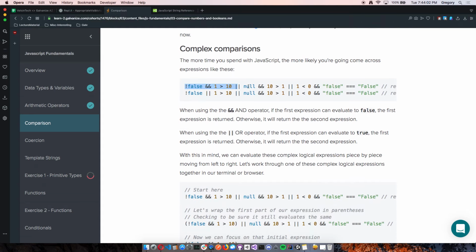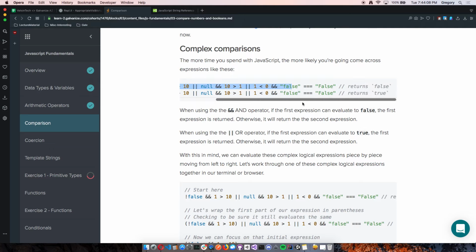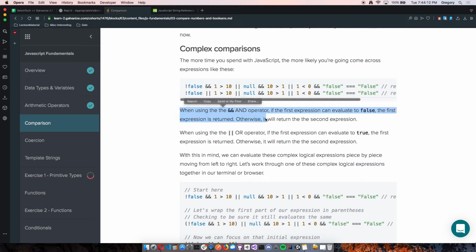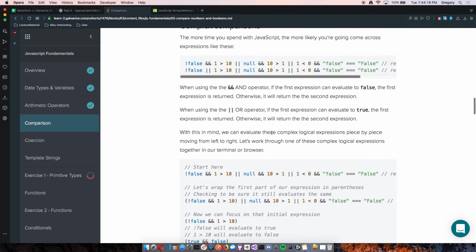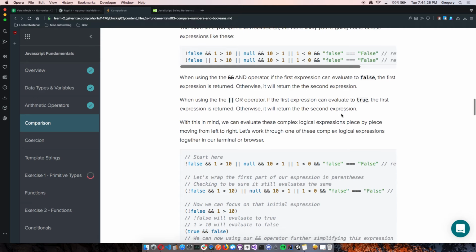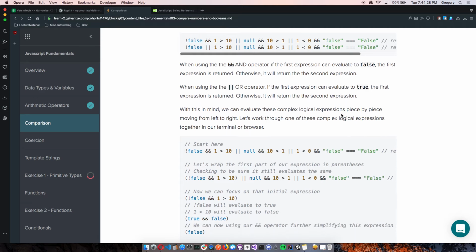So we have some complex comparisons. This is horrible to read. When using the AND operator, if the first expression can evaluate to false, the expression is returned. Otherwise, it will return the second expression. When using the OR operator, if the first expression can evaluate to true, the expression is returned. Otherwise, it will return the second expression.